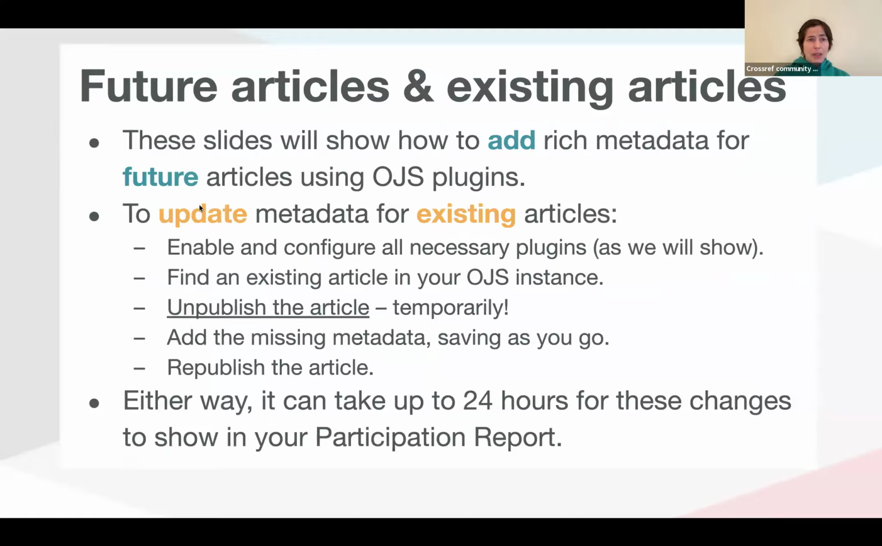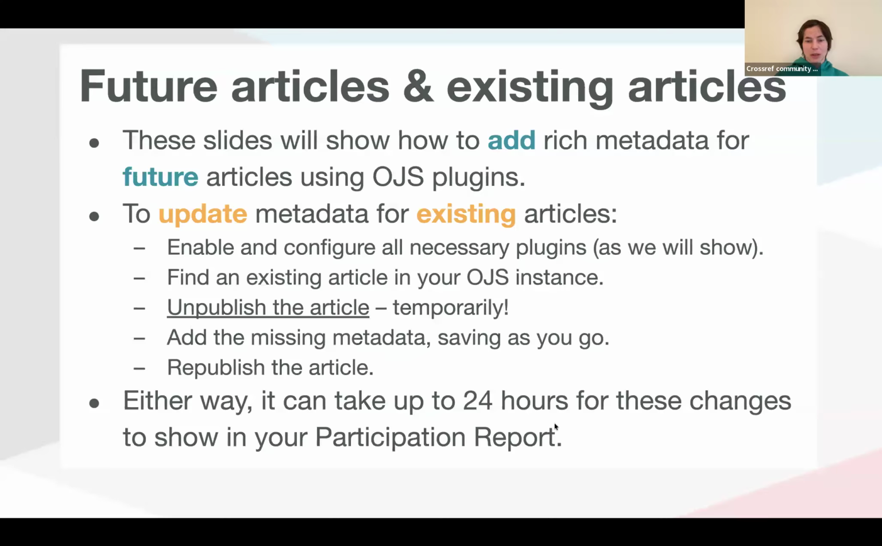For future and existing articles to be updated, you need to make sure that you enable and configure the necessary plugins. That is the first step to make sure that you can update your records or register them in the first place. You need to find the existing article in your OJS instance that you want to change or update metadata for. As I said, you need to unpublish the article temporarily, make the changes to the metadata, and then republish the article. That was what I referred to just a second ago.